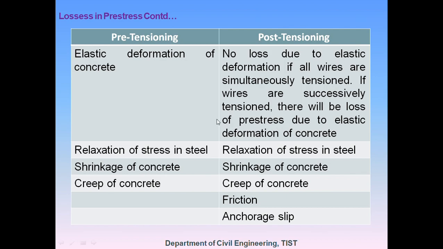In pre-tensioning, the losses occurred are due to the elastic deformation of concrete, relaxation of stress in steel, shrinkage of concrete and creep of concrete. But in the case of post-tensioning system, the losses occurred are due to the anchorage slip, friction, creep of concrete, shrinkage of concrete, relaxation of stress in steel and due to the elastic deformation of concrete. But in that case, there is no loss due to the elastic deformation if all the wires are simultaneously tensioned. If the wires are successively tensioned, there will be loss of prestress due to elastic deformation of concrete.